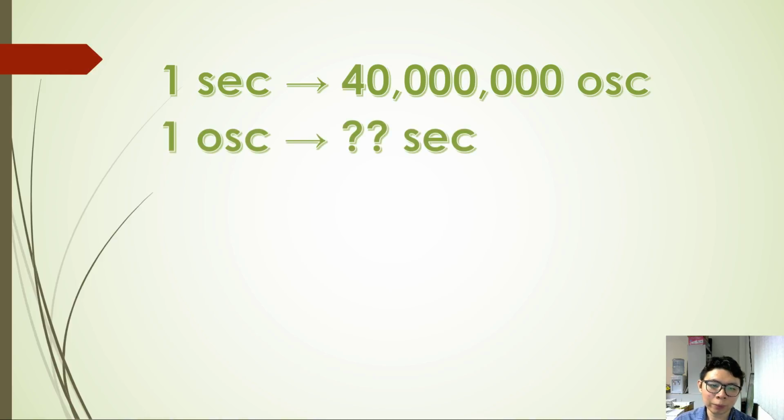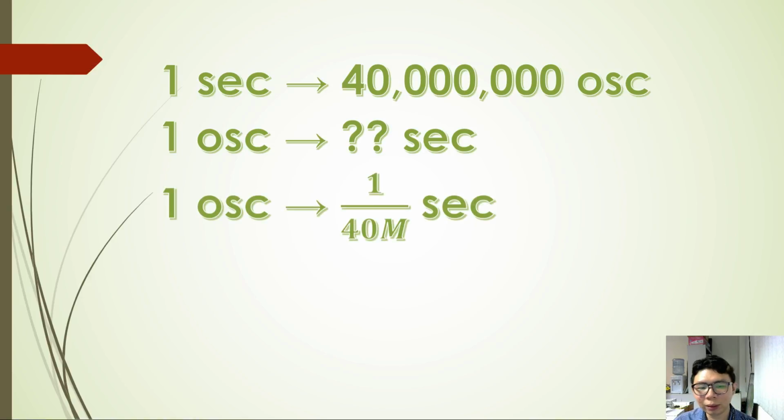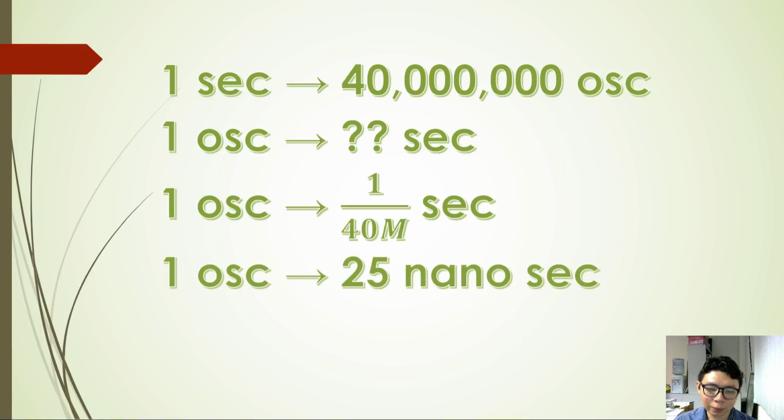Now the question is, for one single oscillation, how many seconds does it take up? If you do the math, one oscillation is 1 over 40 million, and you will get 25 nanoseconds. So one single oscillation takes 25 nanoseconds.